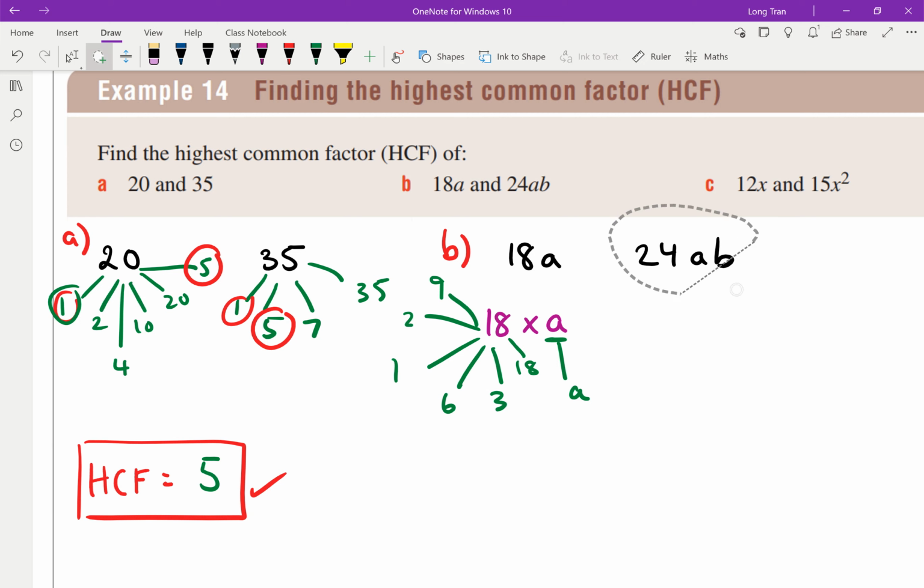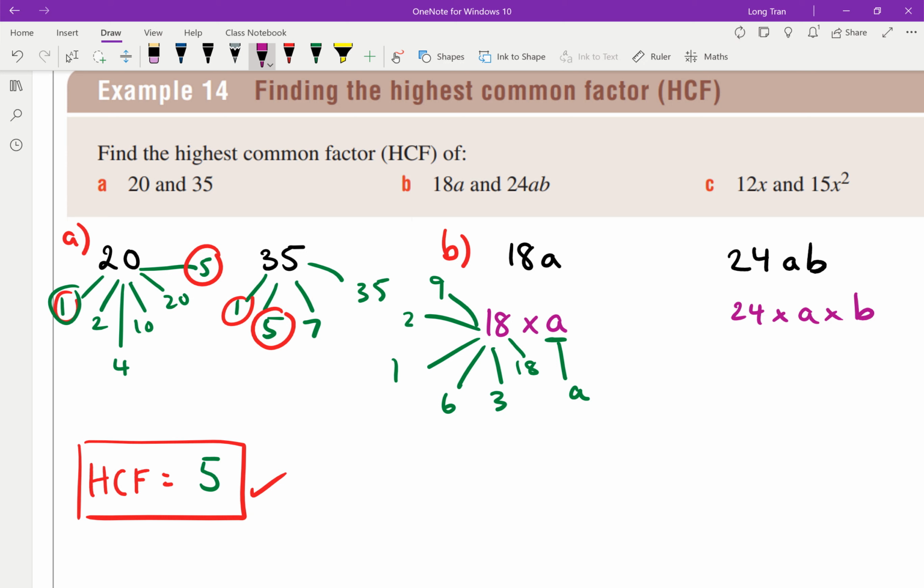Let's break this one apart. I'm just going to move this across. Again, this means 24 times A times B. So I've got factor A, I've got factor B, but now I need to split up the 24. I've got 6 and 4, 24. What else? Factors of 24: 1, 8, and 3. Now you look at the two lists and you say, what is my highest common factor? What do they both have in common? They've got a 6.